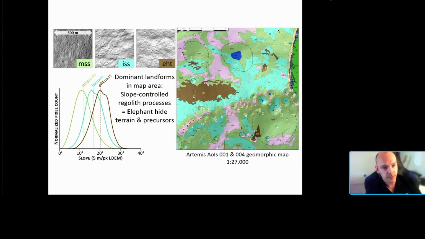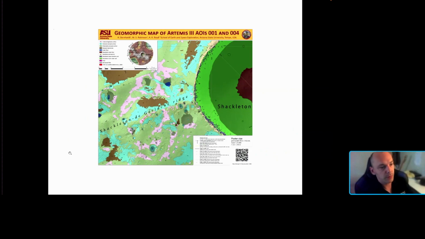So the high terrain is the ubiquitous one, regolith textures based on slope. Thank you.